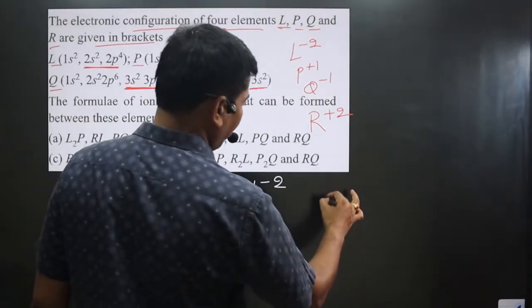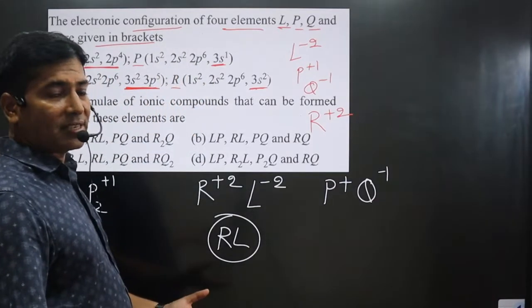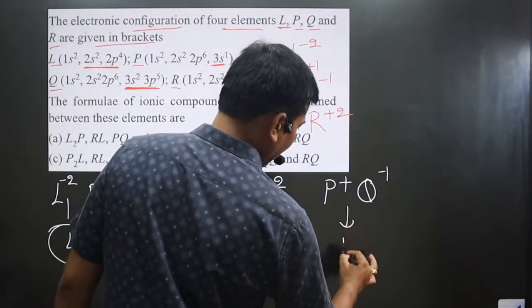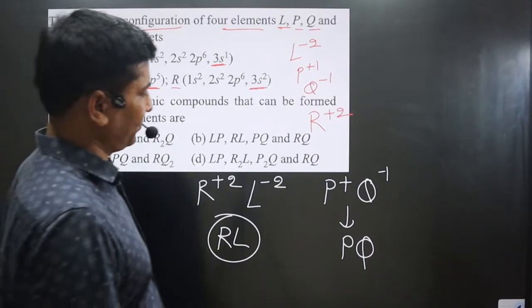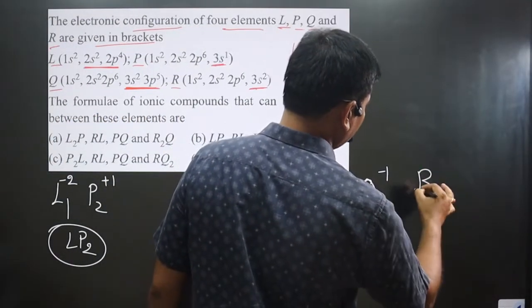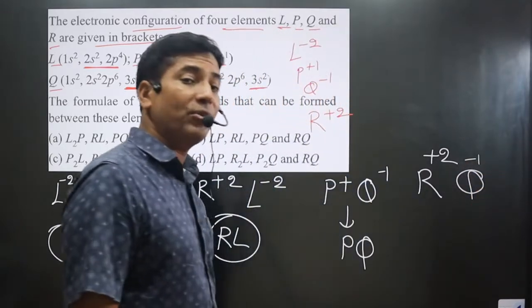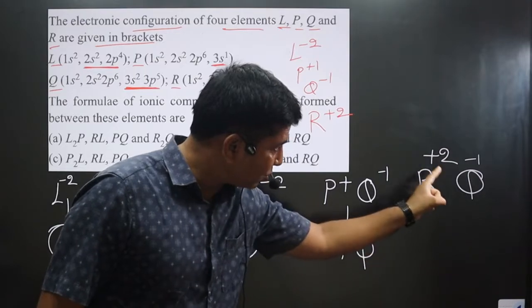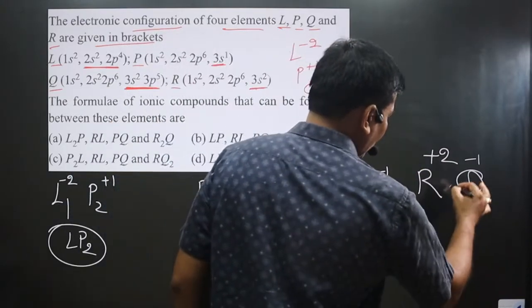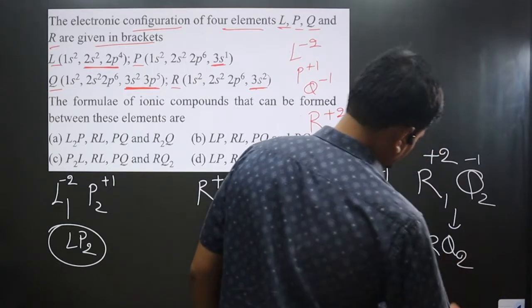Next we have P and Q. The charge of P is plus 1 and Q charge is minus 1. Their charge is also balanced. From here we get PQ. Next we have R and Q. R charge is plus 2 and Q charge is minus 1. Now we can crisscross this number. 1 will come on the left side and 2 will go on the right side. From here we get RQ2.